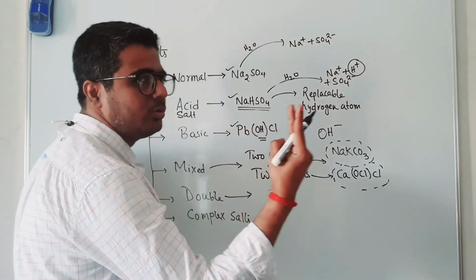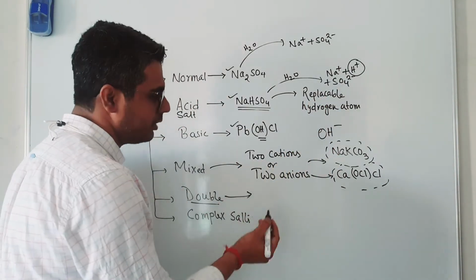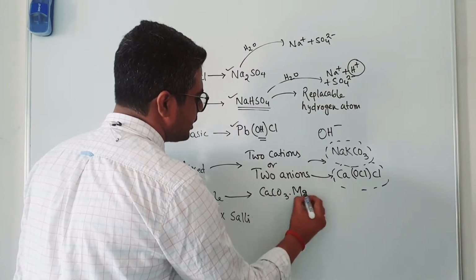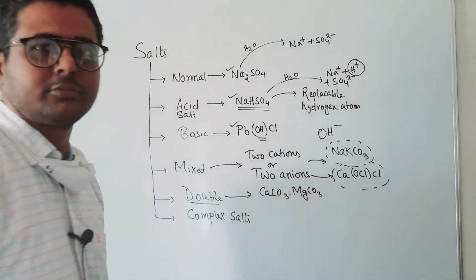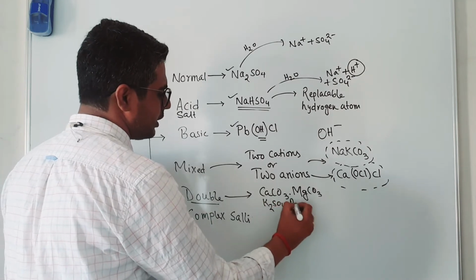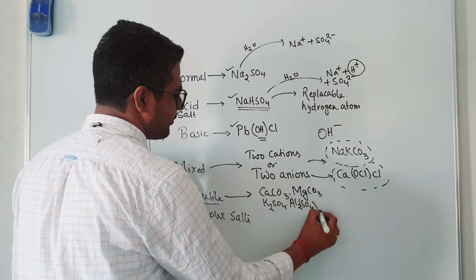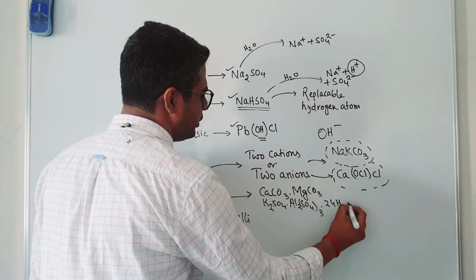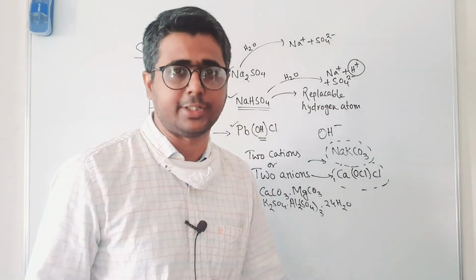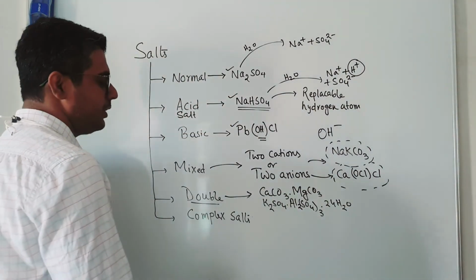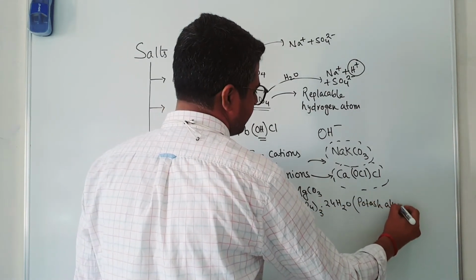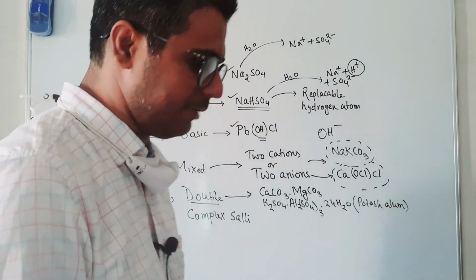Double salt means 2 salts. Double salt, 2 salts. CaCO3 dot MgCO3. This is a double salt. Okay, simple. Next is K2SO4 dot Al2(SO4)3 dot 24H2O. So we can see 2 different salts are together over here. This is nothing but potash alum, the fitkari that we use after shaving. Nowadays it is getting almost obsolete, but it's a good thing actually. Okay, this is potash alum.